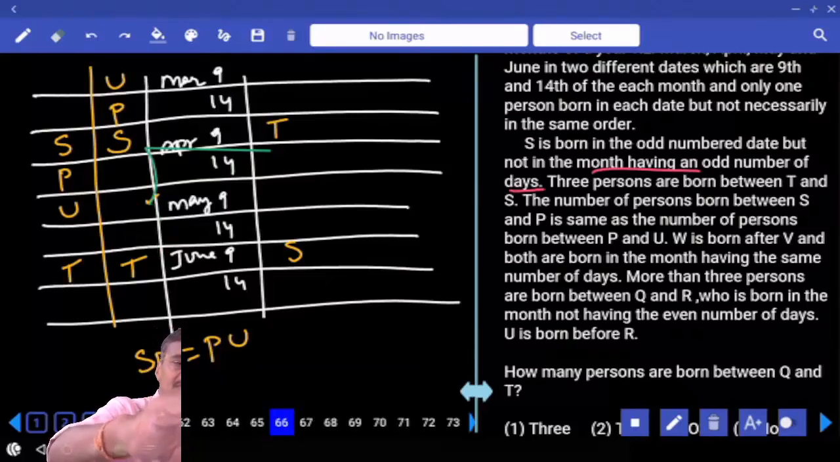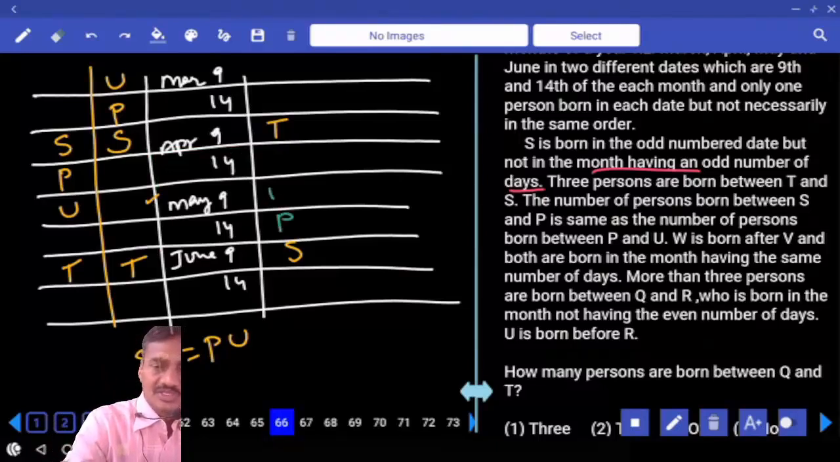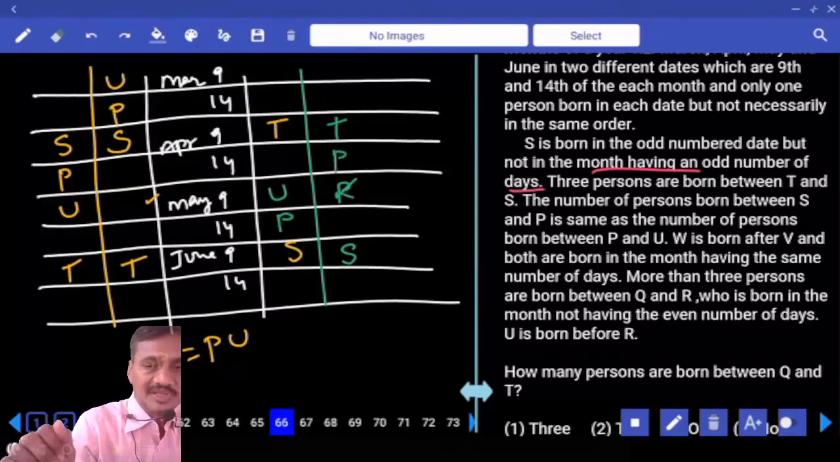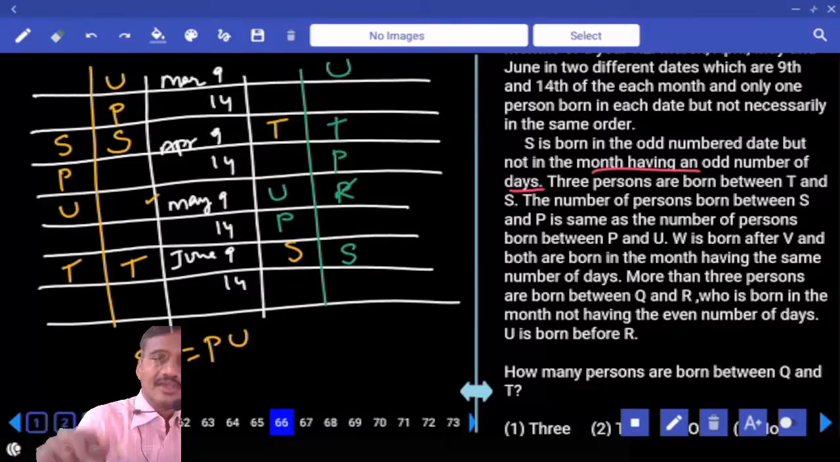Then coming to the next one, S, P and U. If P is here, U is here, that is 1 possibility. And what is the other one? S is here, T is here. Can you have P at this place? No. Between S and P 1 person, P and U 1 person, not possible. P cannot be here. Can we have P at this place? No. 2 persons between P and U, again 2 persons. Hence there are 2 possibilities in each of these.